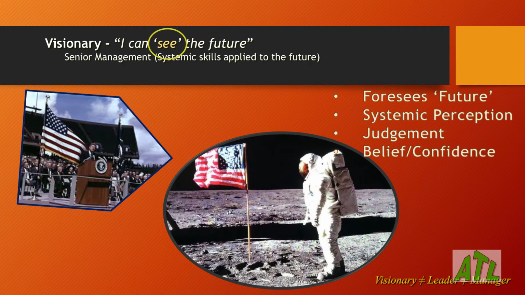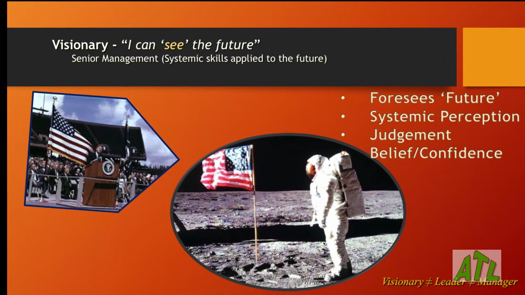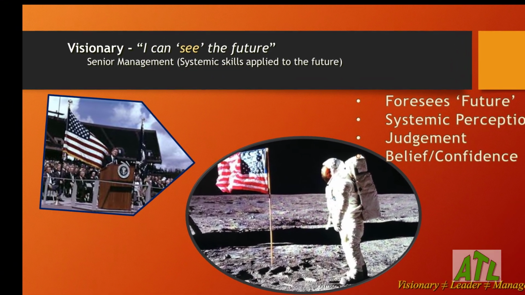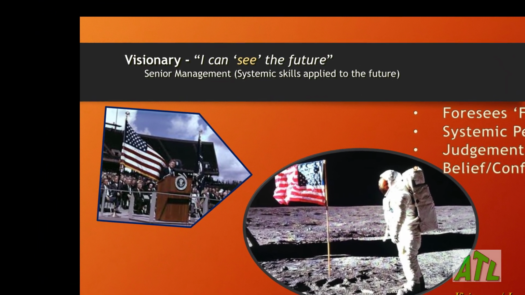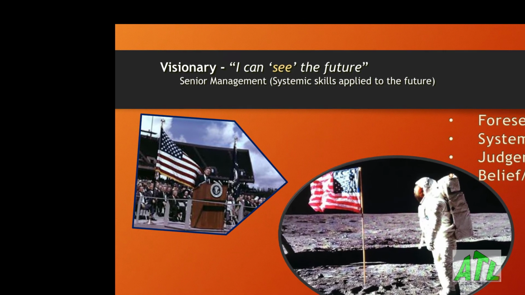And this is an extremely difficult trait to develop, where one has the ability to foresee what is going to happen, to essentially understand all the dynamics and interactions that are going to take place between now and then, to have the judgment to ascertain what will and what will not be successful, and most importantly, the belief and confidence in their vision. A great example of this is John F. Kennedy, as you can see from our slide. John F. Kennedy's speech, Man to the Moon. It was a fascinating delivery of an individual who had a vision of the future.